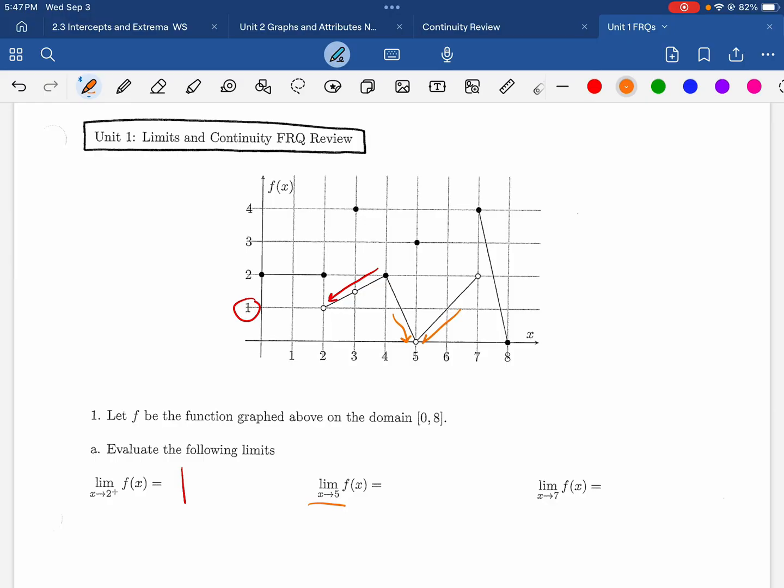So you have to consider the left and the right side, and both of those are going to the y value of 0. And kind of the same thing here. This is the limit as x approaches 7. And so because the left side is going to 2 and the right side is going to 4, the limit does not exist.